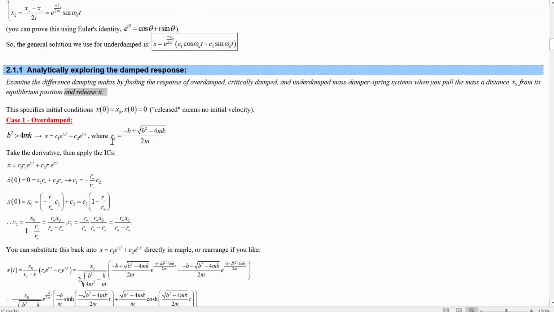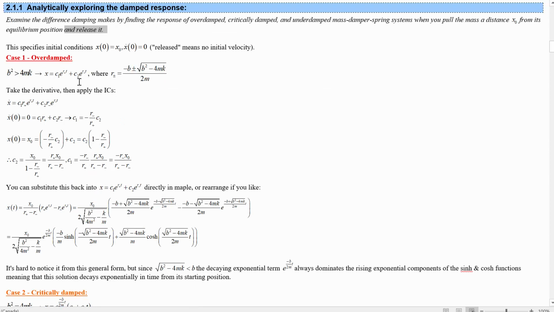Okay, so we have the solutions already for overdamped, critically damped, and underdamped. Overdamped, it was this solution. If we assume that x dot at 0 is 0 and substitute that in, then we can solve for what C1 and C2 are. So this is like an analytical form solution of it. If you substitute them back in, it's nasty, but you've got this closed form solution.